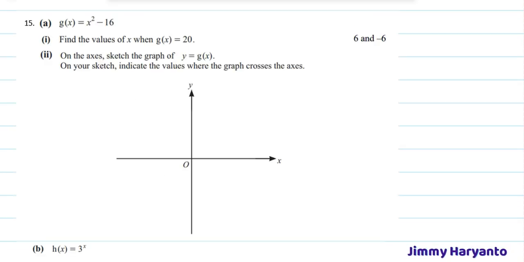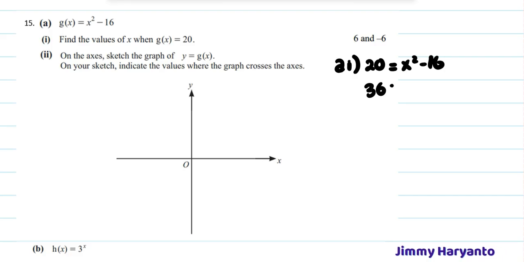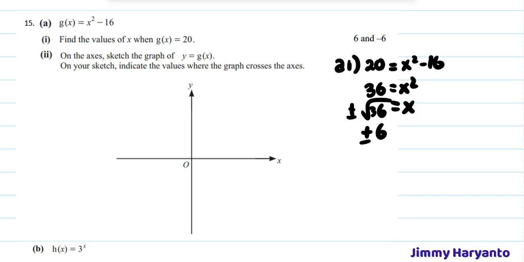That's it. And then next we have g(x) equals x squared minus 16. Find the value of x when g(x) equals 20. So you have to insert the 20 into the g(x). For question a(i), you will insert the 20. 20 equals x squared minus 16, and then you move the 16 to become 36 equals x squared. So x equals square root of 36. Don't forget the plus minus. So x is either 6 or negative 6.